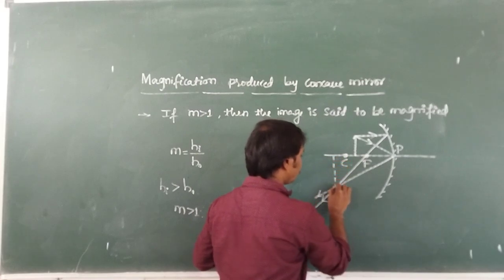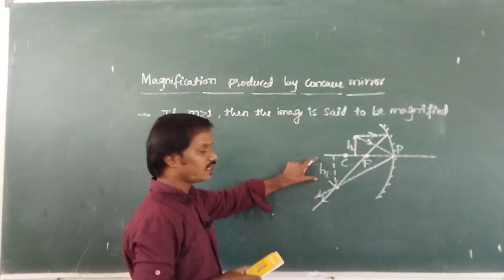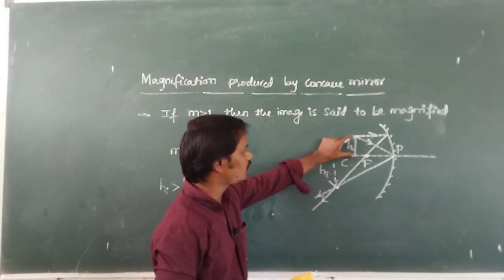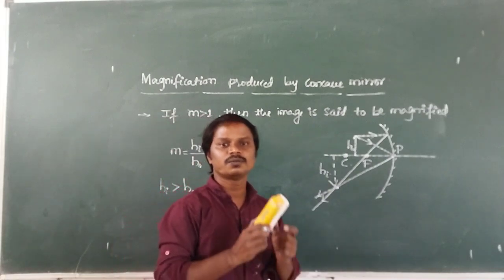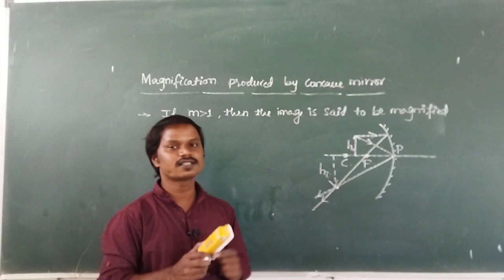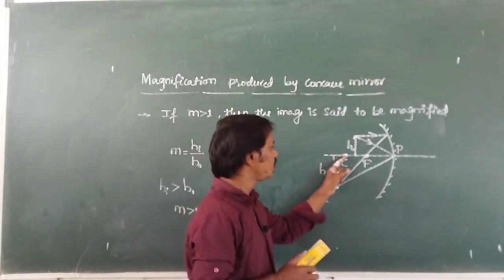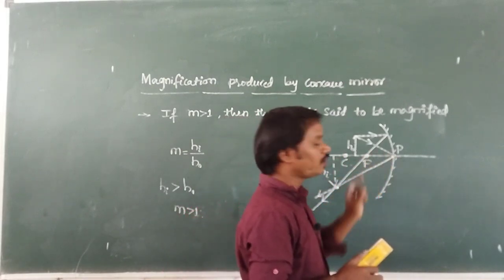Then this is the image of the object, HI. It is HO, the height of the object. Height of the image HI and height of the object HO. If the height of the image is greater than the height of the object, then the image is said to be magnified. So for what position of the object is the image said to be magnified in case of a concave mirror? Only when the object is in between C and F, and also in between F and P.